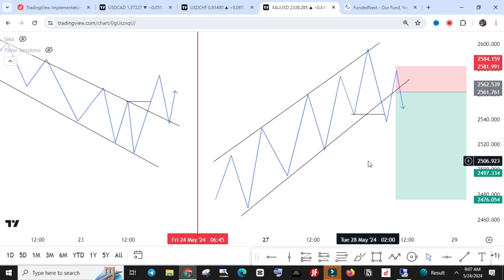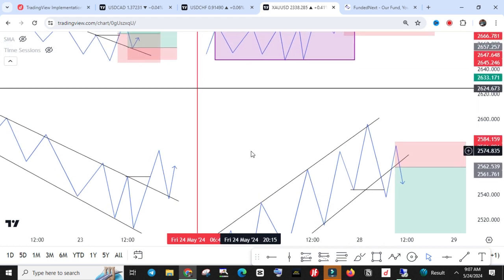I hope this is helpful. I'm going to be sharing with you a chart example of this, how I take trades on gold using this simple setup. I hope this is helpful, and I will see you guys in the next one.